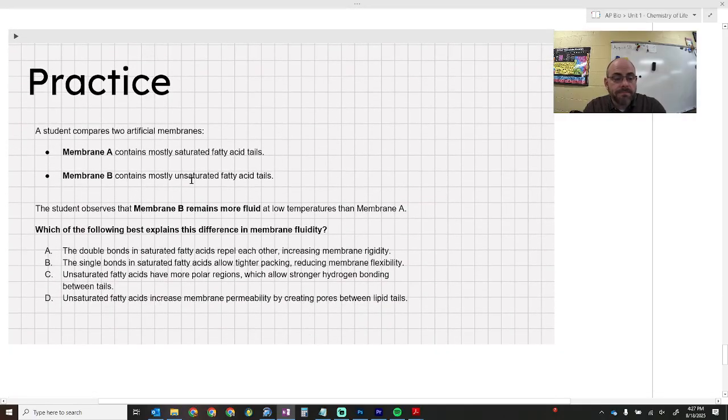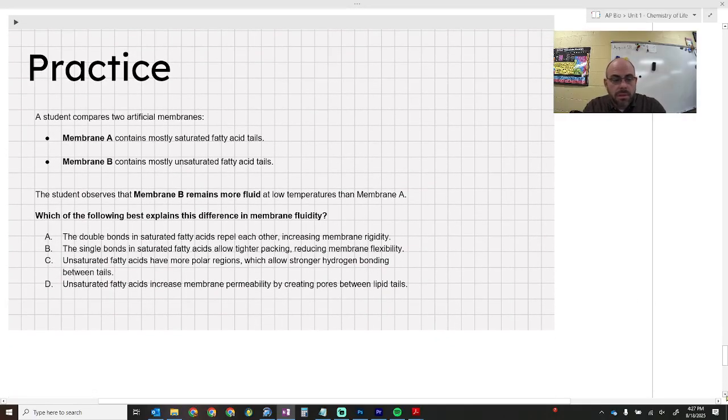Here's a question. Let's look at a question. Pause the video if it helps. And we're going to go over the question in 3, 2, 1. Here we go. A student compares two artificial membranes. Membrane A contains mostly saturated fats, and membrane B unsaturated fats. The student observes that membrane B remains more fluid at low temperatures than membrane A. Well, that's shocking. Which of the following best explains this difference in membrane fluidity?